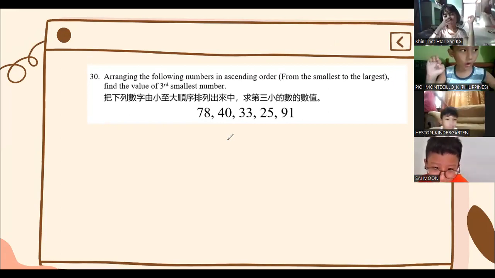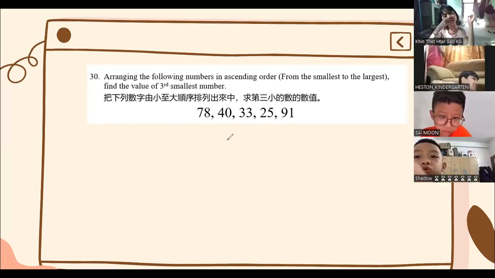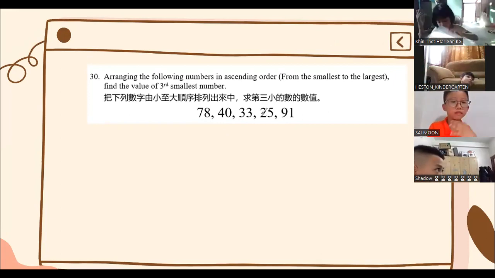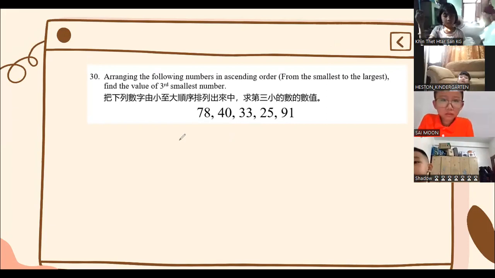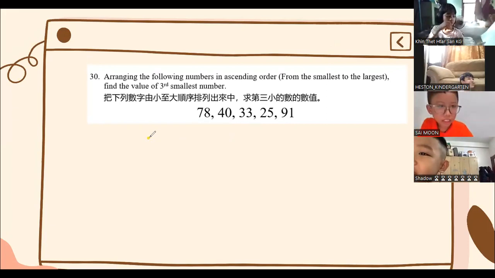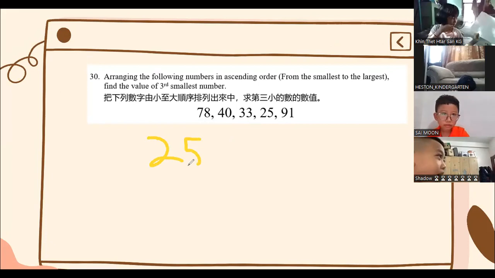It says that we have to arrange the numbers in ascending order, so we'll start from the smallest number up to the largest one. So what is the smallest number here, everyone? 45. Very good.